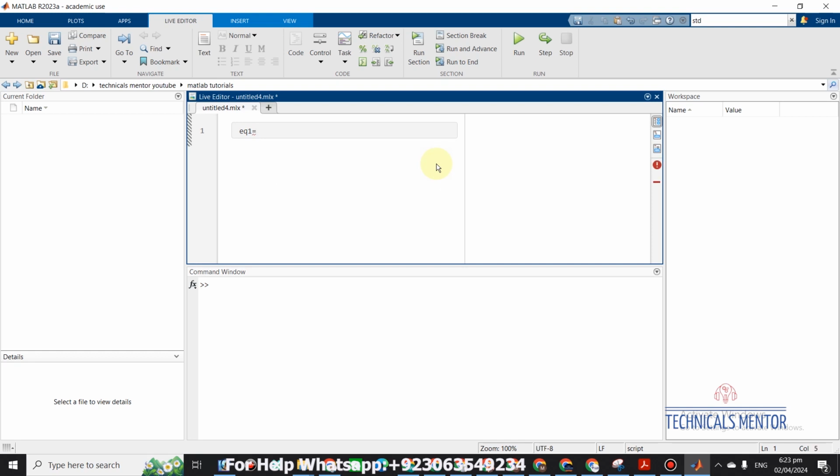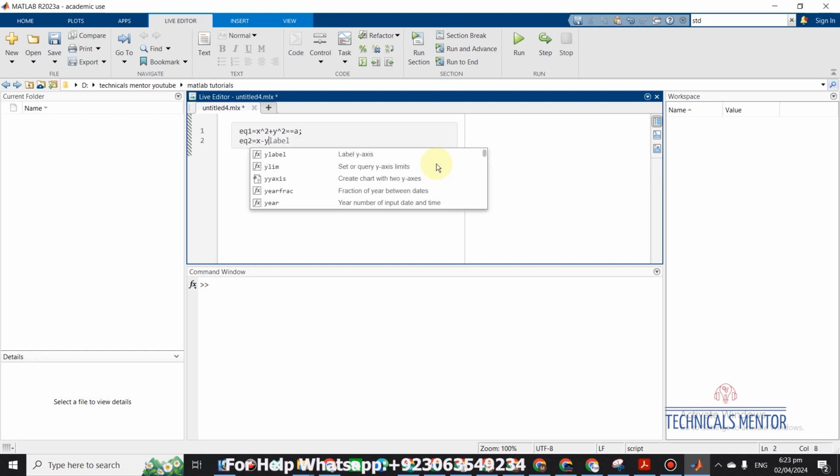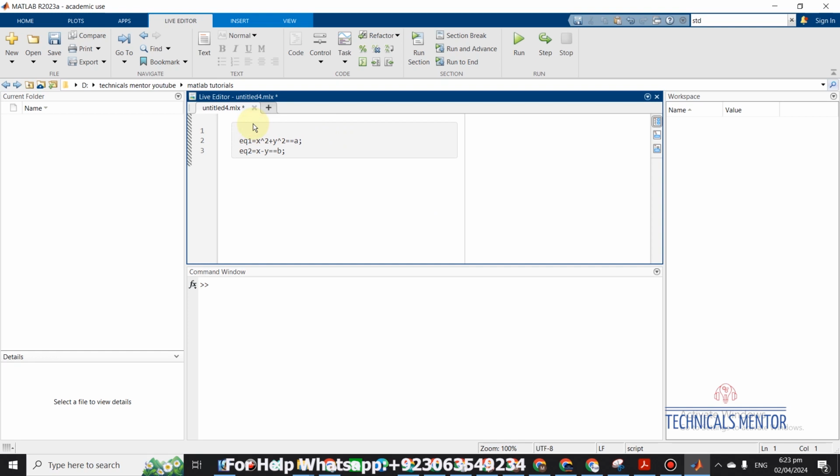Equation 1 is equal to x squared plus y squared is approximately equal to y, and equation 2 is equal to x minus y b, and then we have to symbolize, and we say that a and b are real.